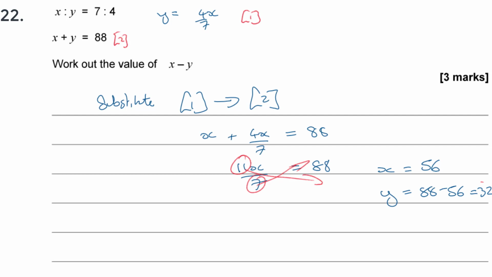Okay, so now I know x and y. I can now work out the value of x minus y. So x minus y is my value of x, 56, take away my value of y, which is 32, and that gives me 24.